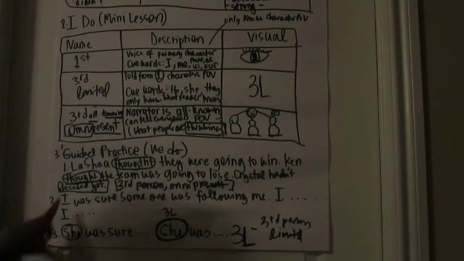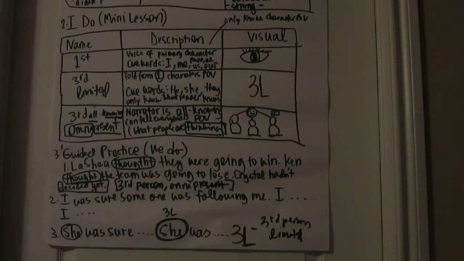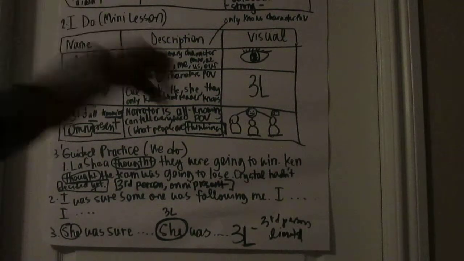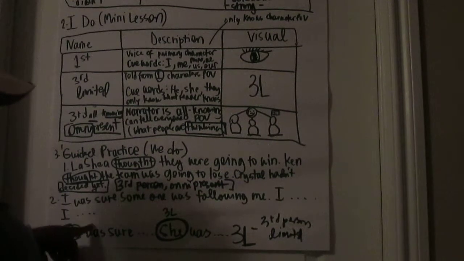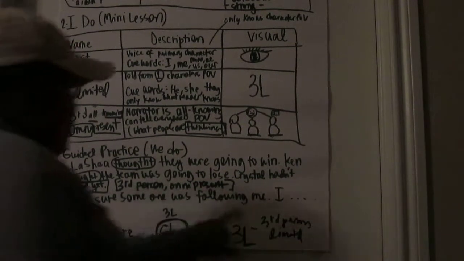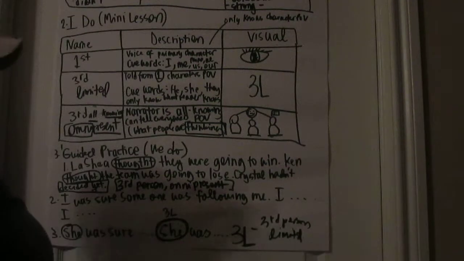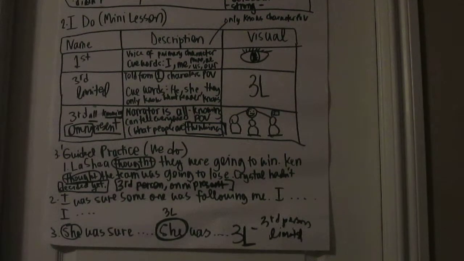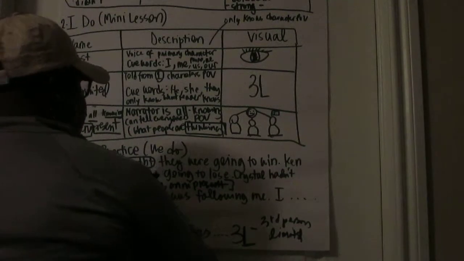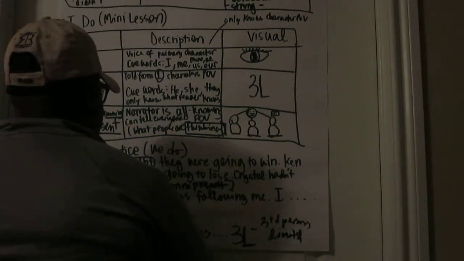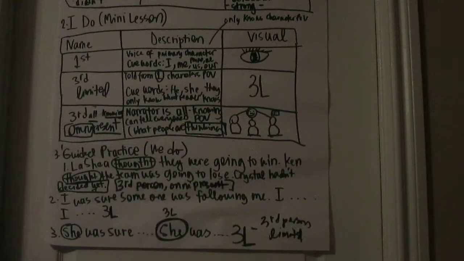Now I want us to practice with one together. I'm going to read the sentence and then I'm going to try and do it. And then someone's going to raise their hand, raise a silent hand, and help me do this one. Alright, so I was sure someone was following me. I was sure that person, blah, blah, I don't know what the rest of it says. Right? Okay, so if I look at this, it must be a 3L, right? No. Okay, tell me why it isn't a 3L.